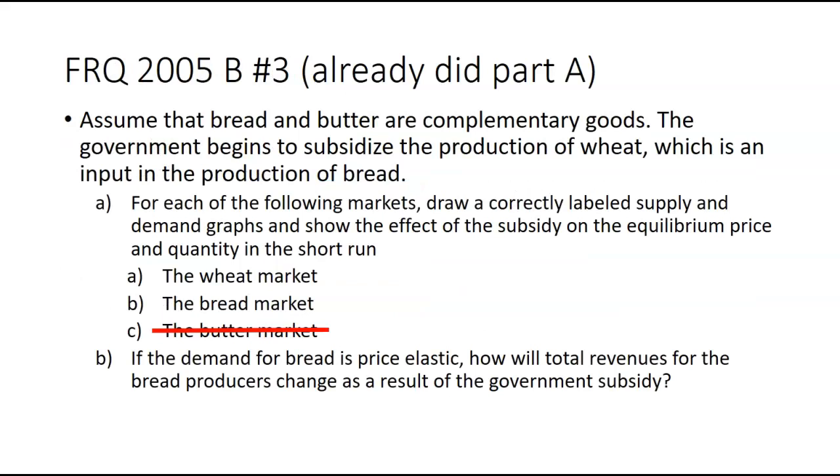Now, as we keep going, we're going to go through a couple different FRQs. A good one to start with is the 2005 Form B, number 3. We actually already did part A in a previous practice where we talked about supply and demand in wheat and bread and everything else. Well, in part B, if the demand for bread is price elastic, how will total revenue for the bread producers change as a result of the government subsidy? So again, elasticity is sometimes tacked onto FRQs, or it's the background information. It's usually not the very forefront of it. It's a way of elongating the conversation. With that said, though, for marketing, it's a huge conversation.